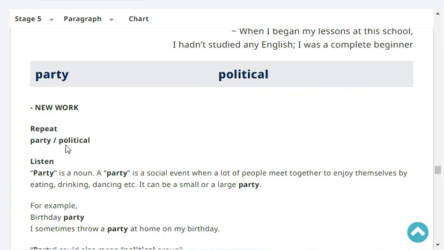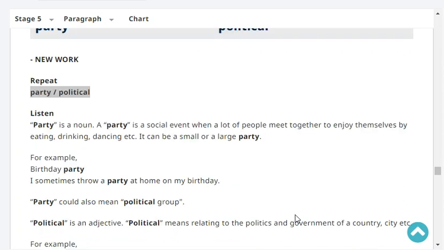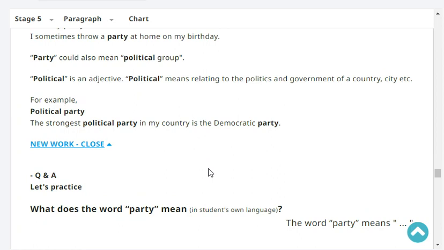Next, repeat. Party, political. Very good. Okay, listen. The word party is a noun. A party is a social event when a lot of people meet together to enjoy themselves by eating, drinking, dancing, etc. It can be a small or a large party. For example, birthday party. I sometimes throw a party at home on my birthday. The word party could also mean political group. Political is an adjective. Political means relating to the politics and governments of a country, city, etc. For example, a political party. The strongest political party in my country is the Democratic Party.